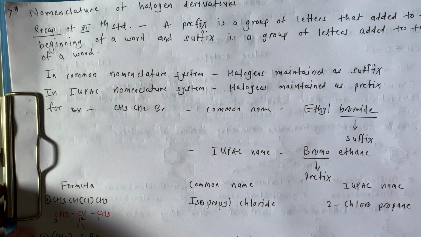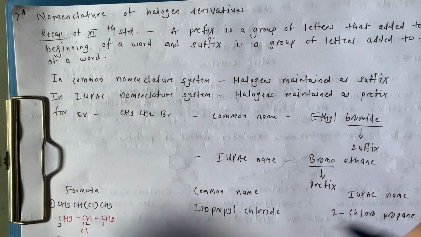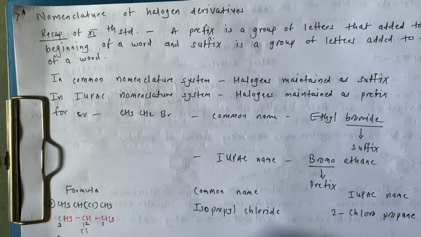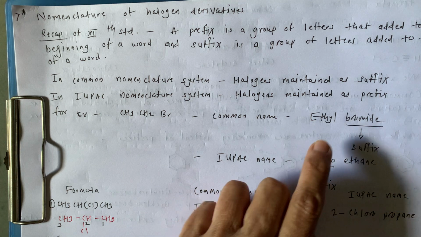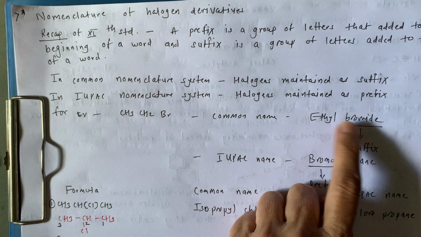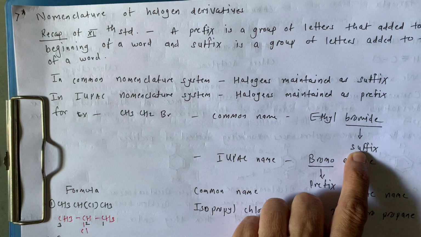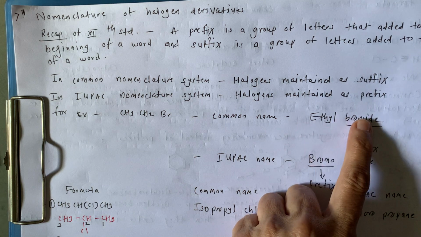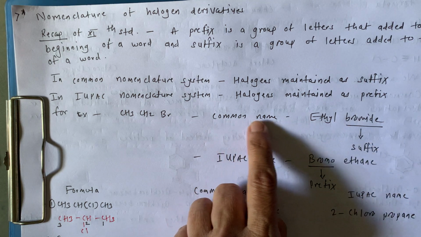So in 11th standard we studied that a prefix is a group of letters added to the beginning of a word, and a suffix is a group of letters added to the end of a word. So in the common nomenclature system, halogens are mentioned as a suffix. What is a suffix? A suffix is a group of letters added to the end of a word. So in a common name, first there is an alkyl group and then there is a halogen. So ethyl bromide. Now this bromide is the suffix. Is that clear? Ethyl bromide. Bromide is the suffix. This is for the common name.